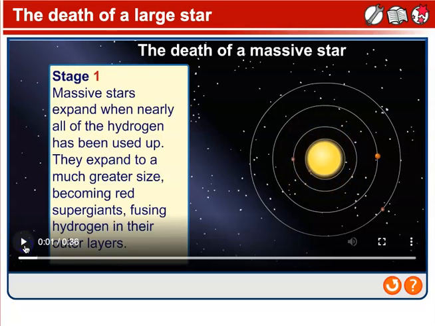Stage 1. Massive stars expand when nearly all the hydrogen has been used up. They expand to a much greater size, becoming red supergiants, fusing hydrogen in their outer layers.